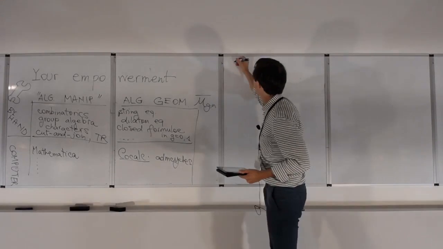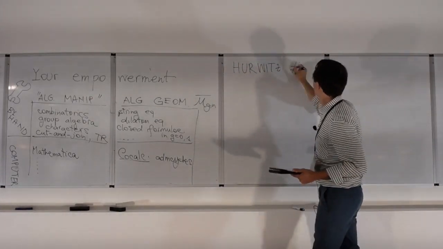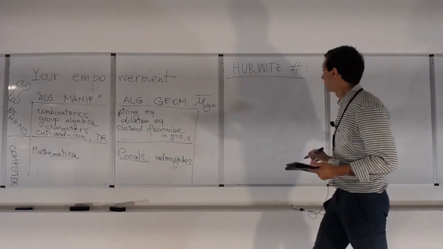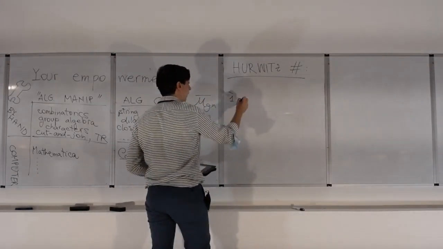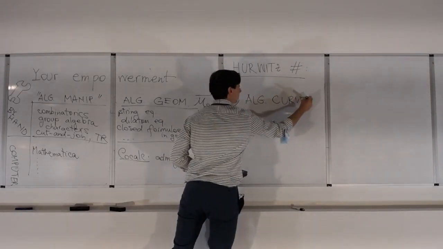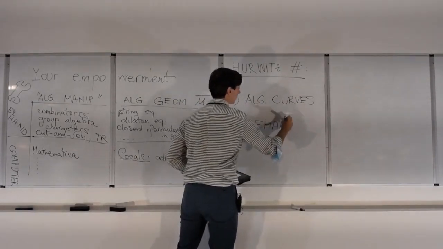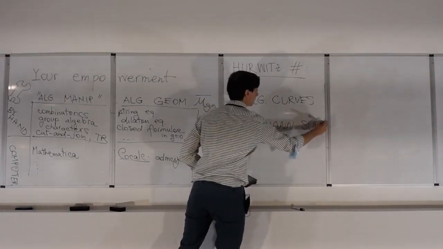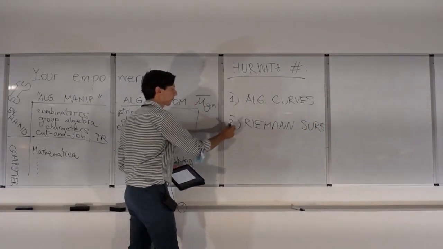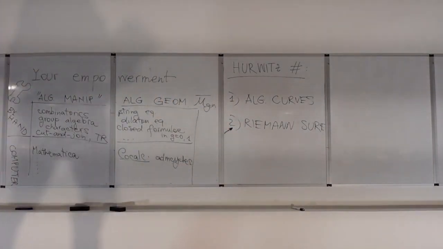Let's go with Hurwitz numbers now. Of course you have two approaches for this. You can either go with algebraic curves, or you can go with Riemann surfaces. We will be using this one. But for some exercises, some proofs, this one is handier, but generally it would be Riemann surfaces.